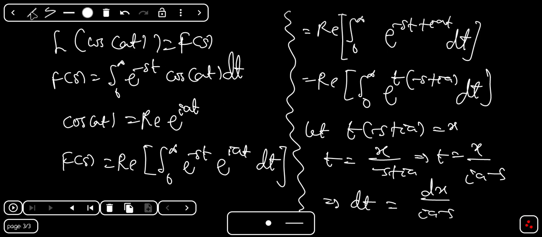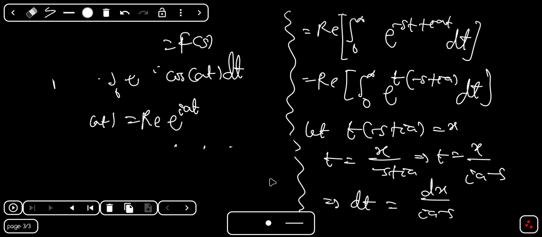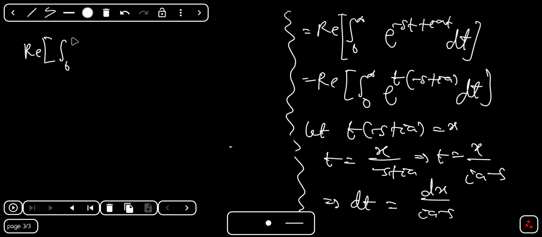Okay, so let's clean this part. All right, so guys, let's move on. So this is the dt that we are going to have: the real part then of the integral from 0 to infinity of e raised to the power of x, with dt being dx over ia minus s.